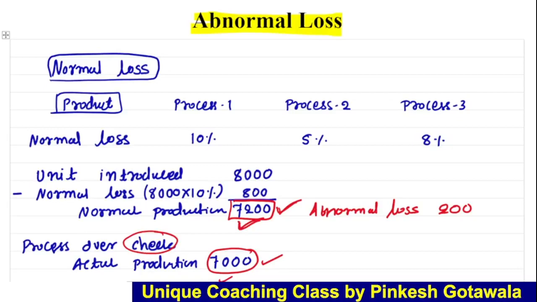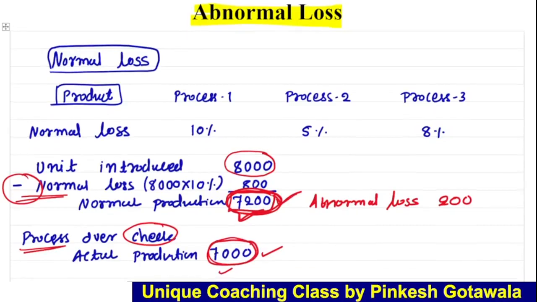So in simple language, whenever you start any process, they know very well how many units we introduce, there must be some normal loss. Okay, so after deducting that normal loss, they will get normal production. Okay, normally આટલું production મળવું જોઈએ, but then compare to actual production, કે actual કેટલું થાય છે? When the process is over, they check how much production we actually get. They get 7,000. It means 200 we lost more. So that is called abnormal loss. Clear? What is abnormal loss?